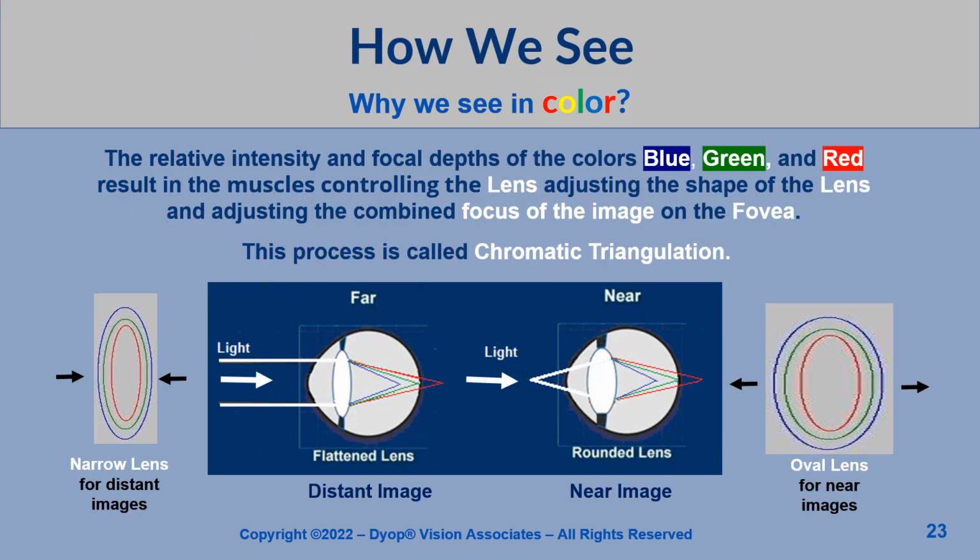The relative intensity and focal depths of the colors blue, green, and red result in the muscles controlling the lens adjusting the shape of the lens and adjusting the combined focus of the image on the fovea. This process is called chromatic triangulation.